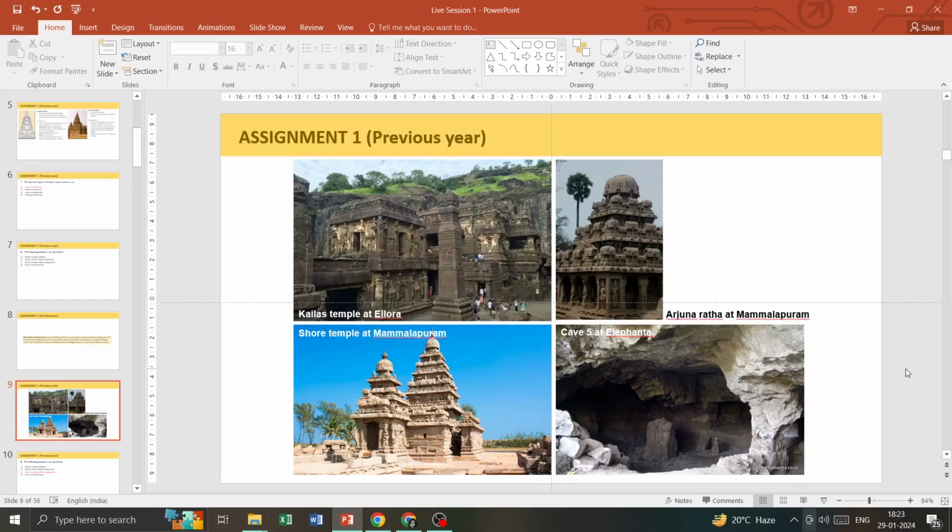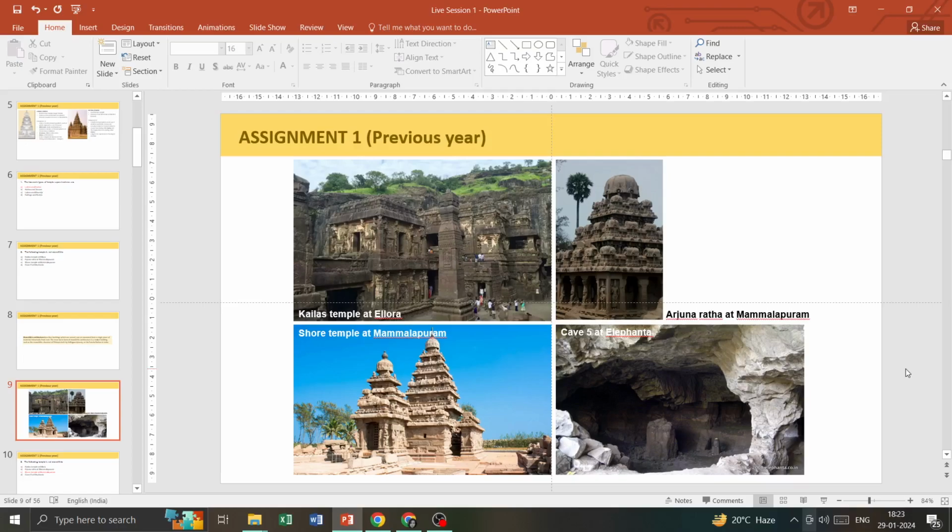Now we cannot really look at the other two examples, Arjun Rath and Shore temple, both at Mammalapuram, and say which one of these is monolithic and which one is not. So that's why we need to have some basic information about these places. If you have gone through the lectures, or if you have an interest in it, you might have visited this place.